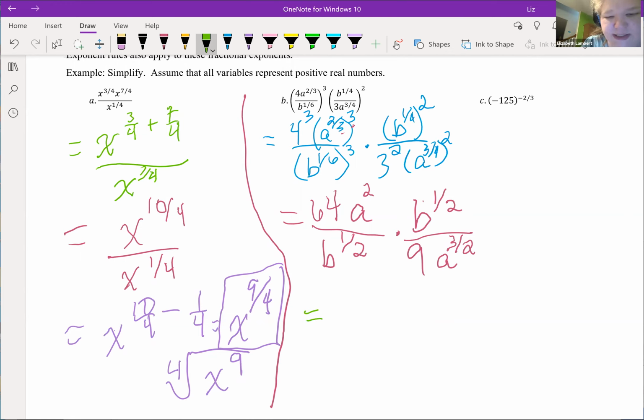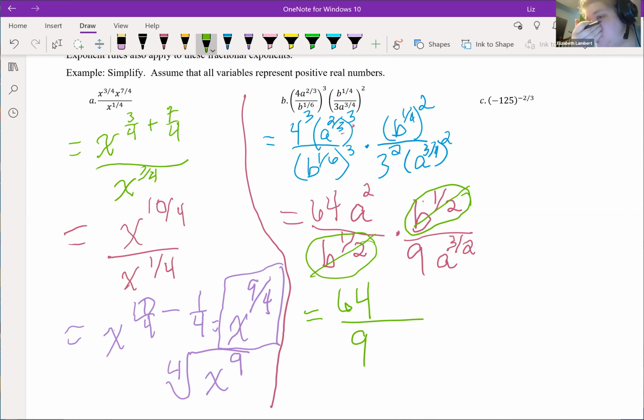So, like I said, we're gonna have the 64 and the 9. And then our b's, because they are exactly the same, they cancel each other out, or upstairs downstairs rule. b to the 1/2 minus 1/2 would be 0. Anything to the 0 power is 1. Multiplying by 1, we don't have to write it. I just emphasize that because I don't want you to think they turned into zeros, because then you might think, oh, there's a 0 on the bottom. They cancel, they divide, because they're the same, to a 1.